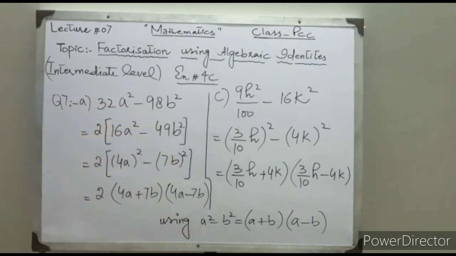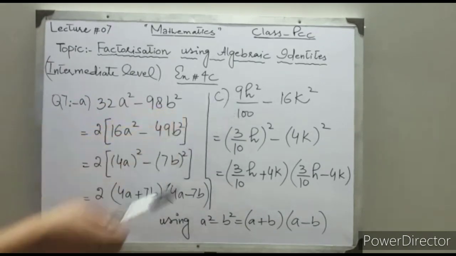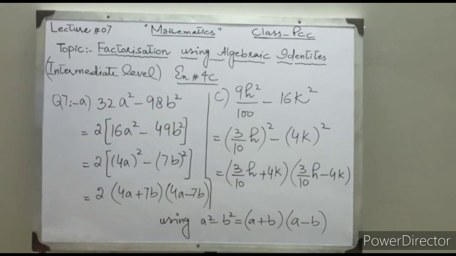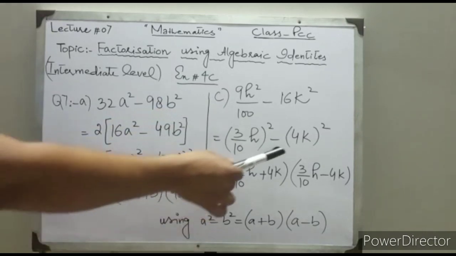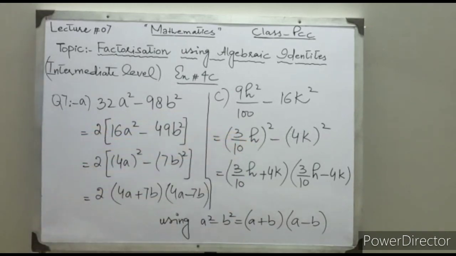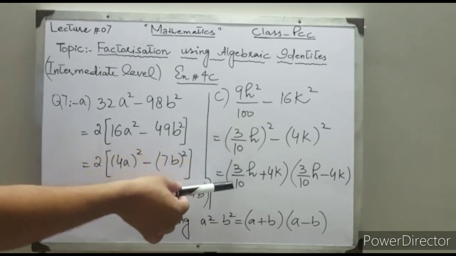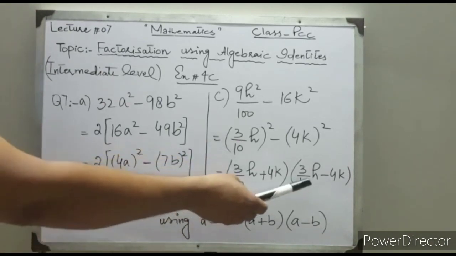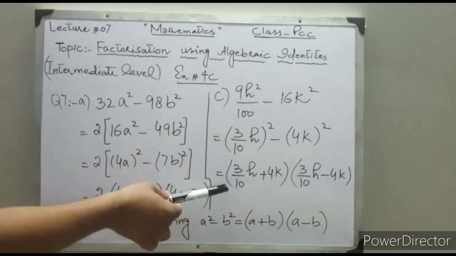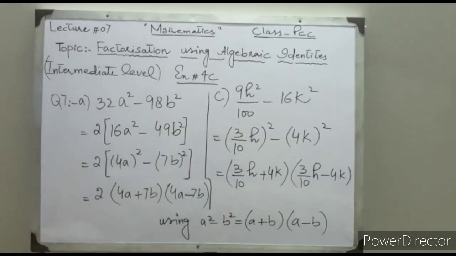Students, you can see in part C there is nothing common. So we may write 9 over 100 h square as 3 by 10 h whole square minus 4k whole square, because 4k whole square is equal to 16k square. Once again write these as one with positive, one with negative. So the final answer will be 3 by 10h plus 4k, then 3 by 10h minus 4k.